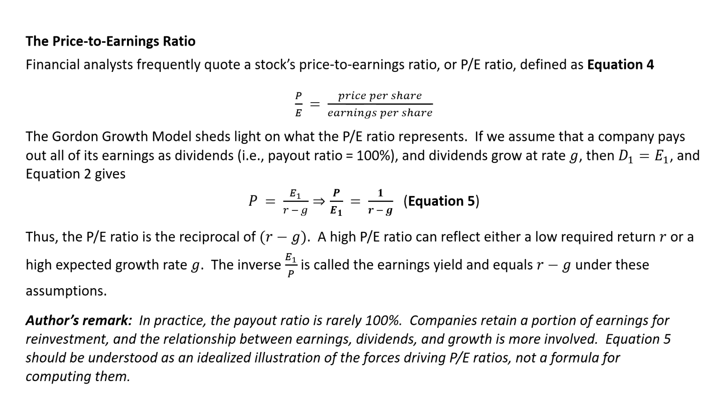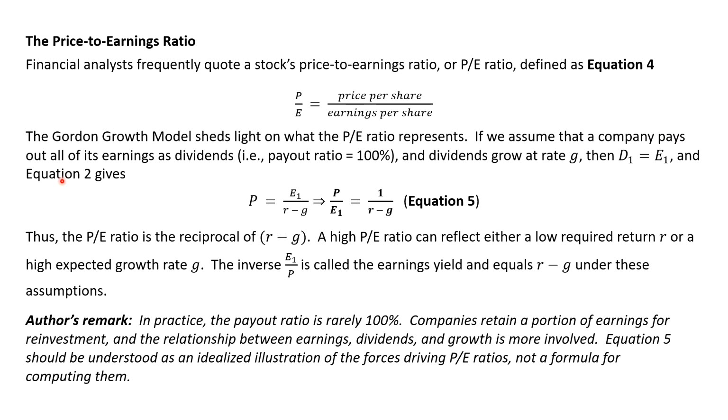On this slide, I want to talk about the price to earnings ratio and relate it to the Gordon growth model. You've probably seen the PE ratio talked about a lot if you follow stocks at all. We define it here in equation 4. It's the price per share divided by the earnings. The Gordon growth model sheds light on what the PE ratio represents.